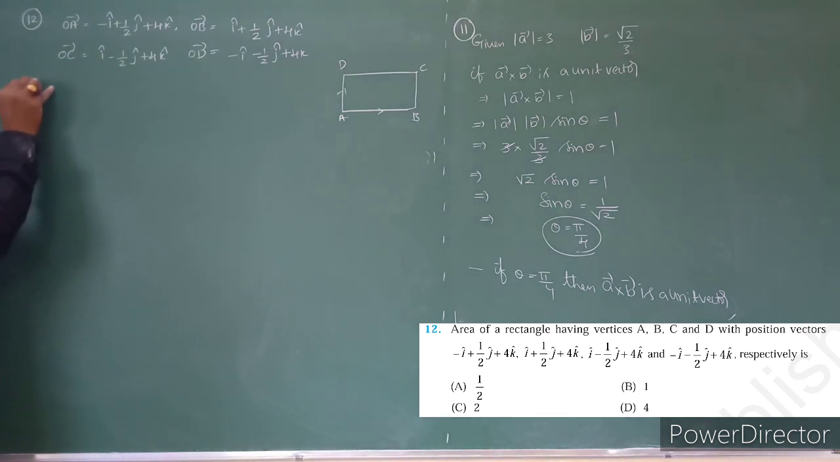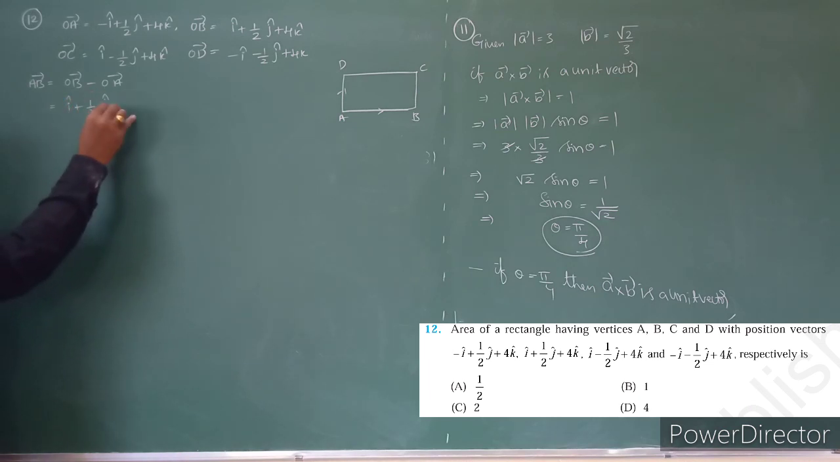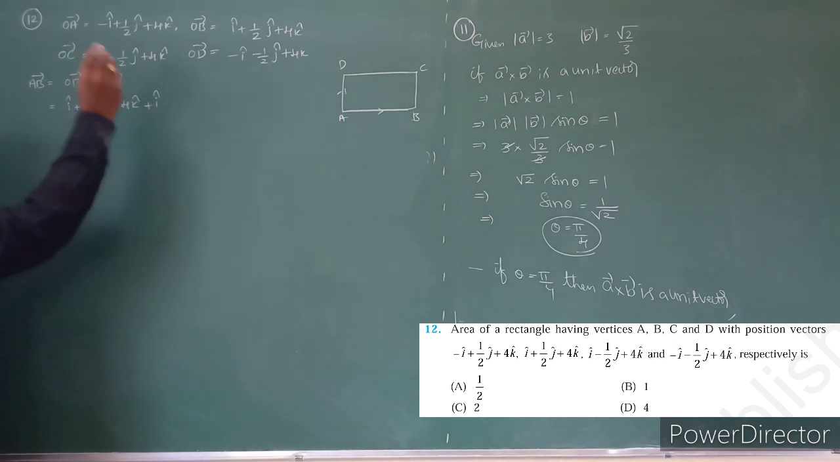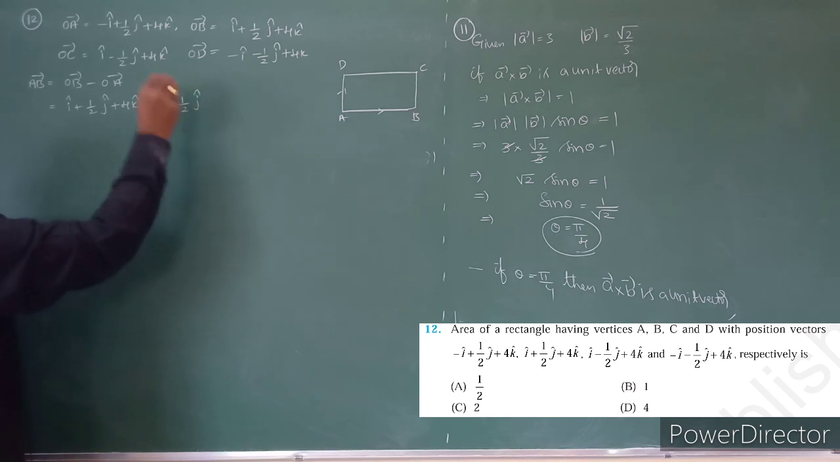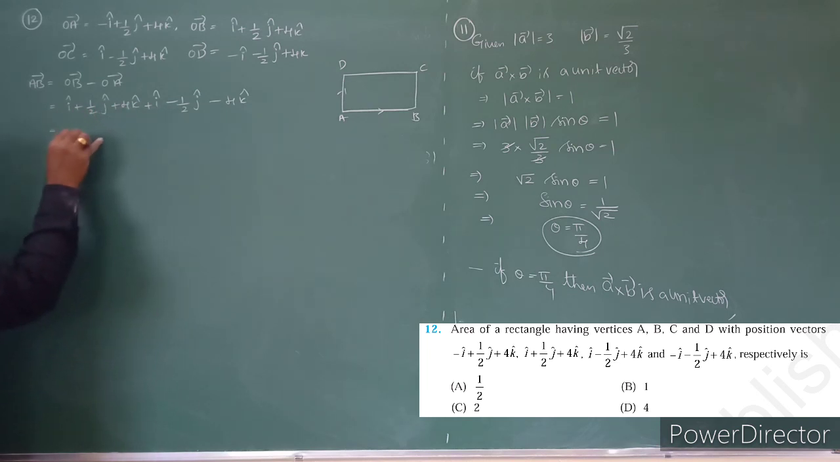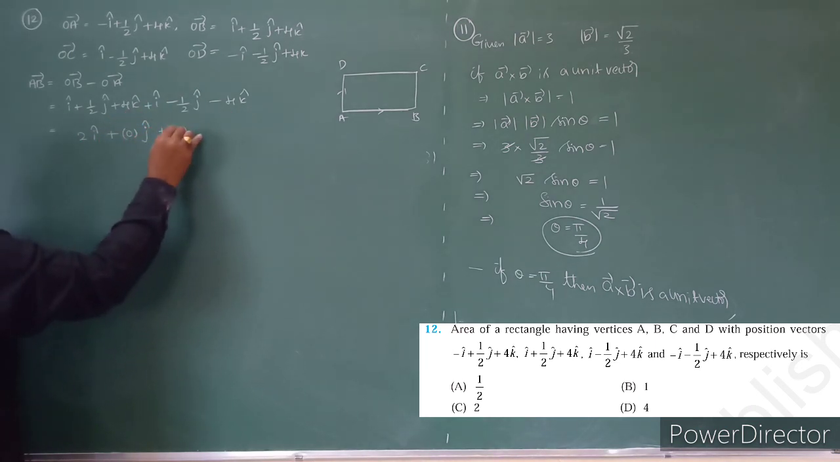AB bar is nothing but OB bar minus OA bar. OB minus OA, so take those vectors here. i plus 1 by 2 into j plus 4k minus of minus i plus 1 by 2 into j minus 4k. So what happens? i plus i, that is 2i. Minus 1 by 2 plus 1 by 2 will be cancelled, you will get 0j. 4k minus 4k will be cancelled, it will become 0k bar.